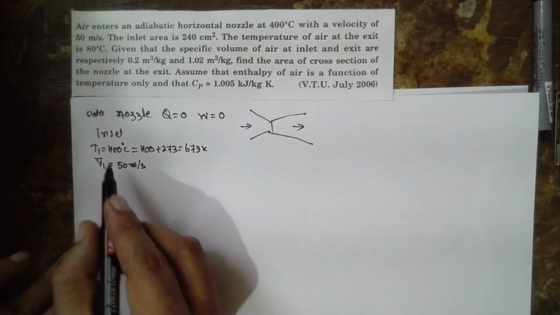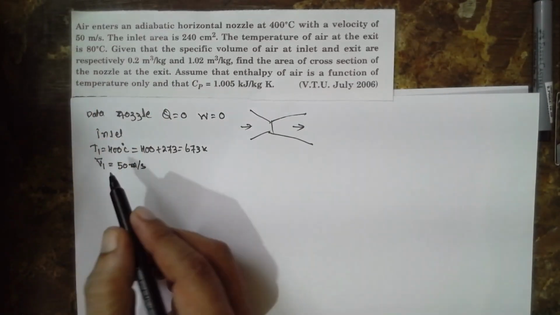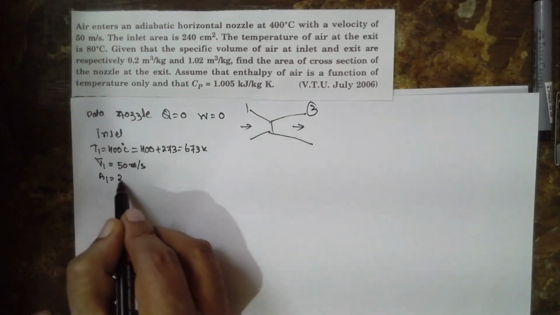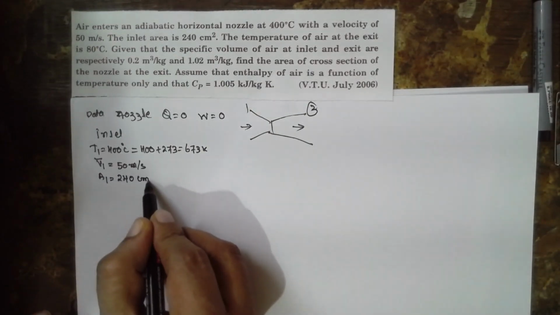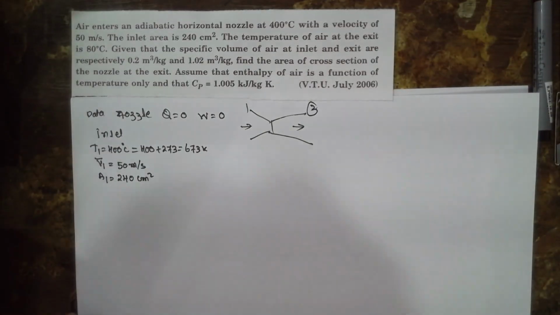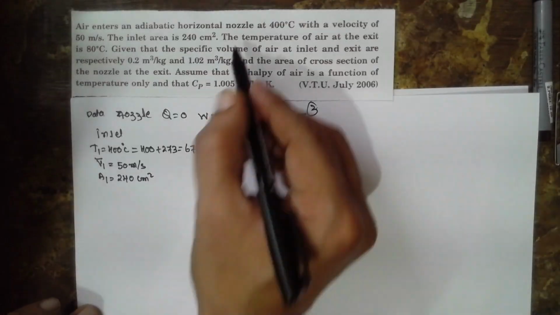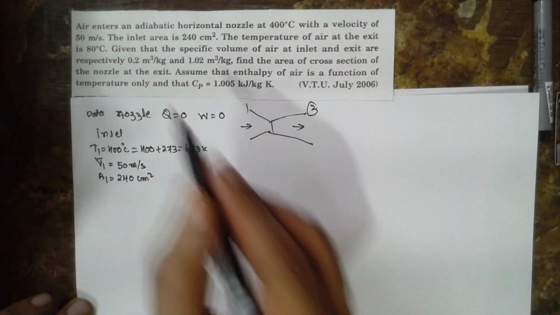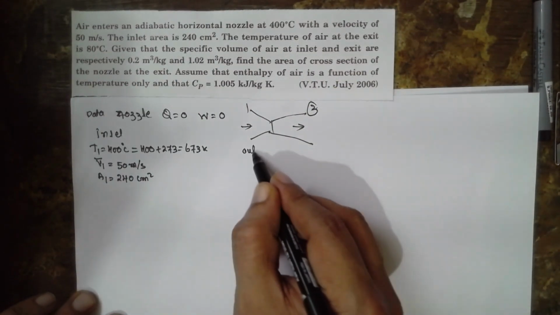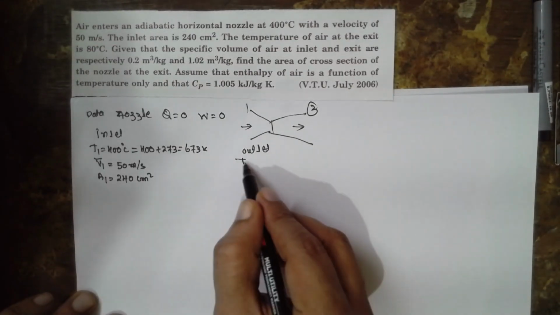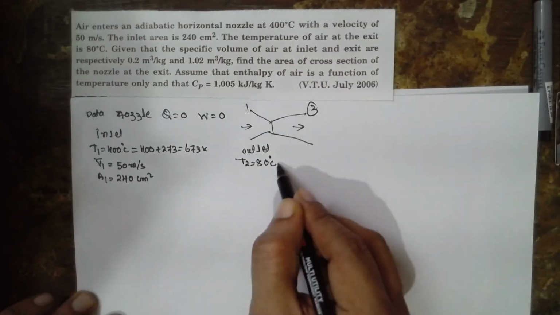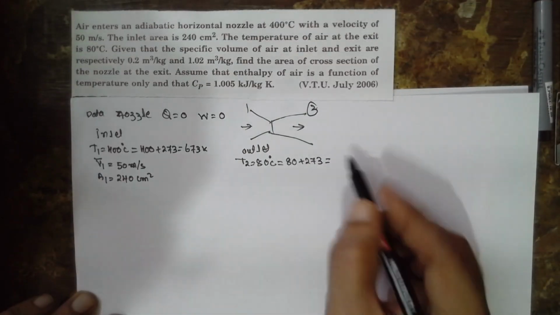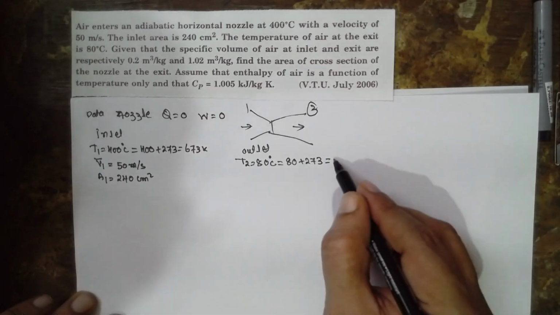The inlet area is given. Now here the area is mentioned, inlet area. That means this is area 1 and 2. Inlet area A1 is equal to 240 centimeter square. Either you can convert it to meter square or it can be written the same. The temperature of air at the exit, now it is the outlet, T2 is equal to 80 degrees Celsius. We need to convert to Kelvin: 80 plus 273 is 353 Kelvin.